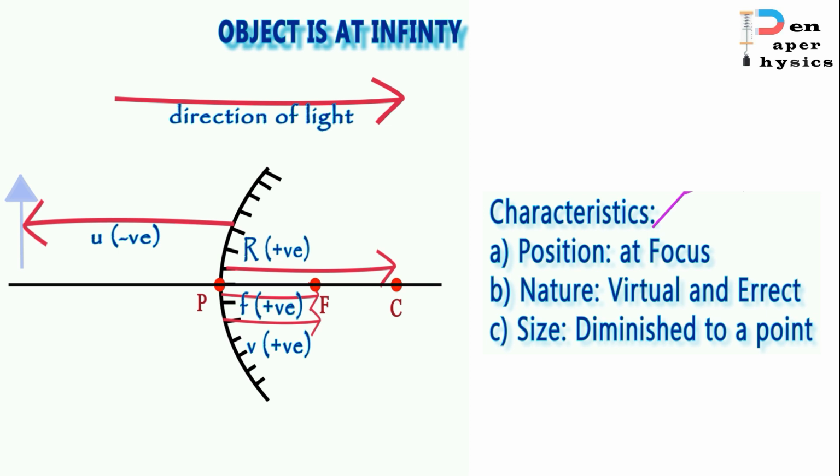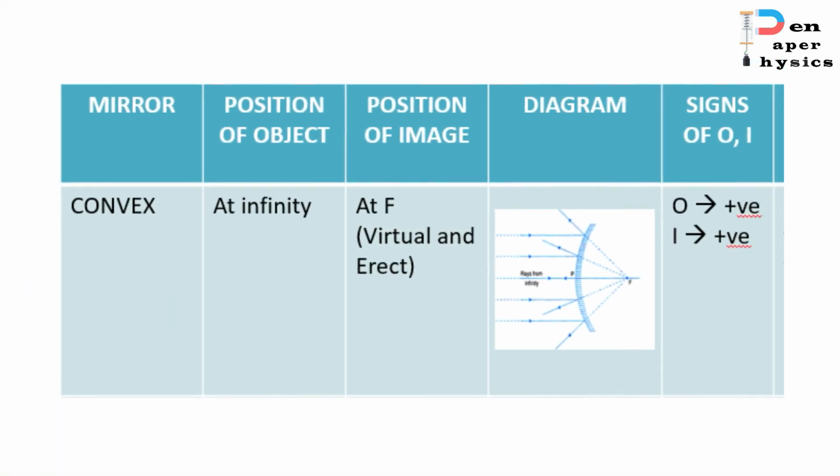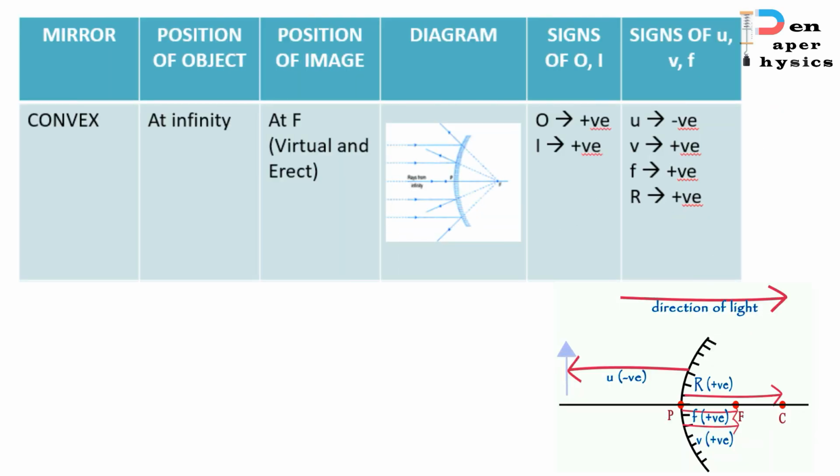And to find F and R, the arrowhead is moving in the direction of light, so F and R are positive. Now, since the image is virtual and erect, the image is above the principal axis, due to which I is positive, and O is definitely above the principal axis, so positive. So from here we can conclude that O and I, both of them are positive, U is negative, but V, F and R, all of them are positive.